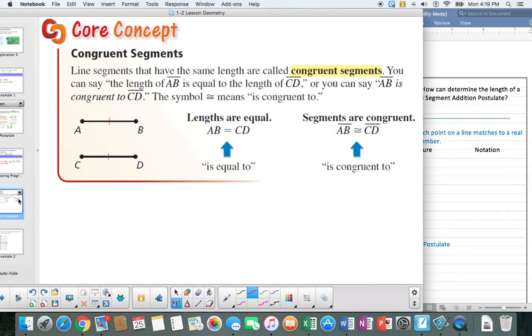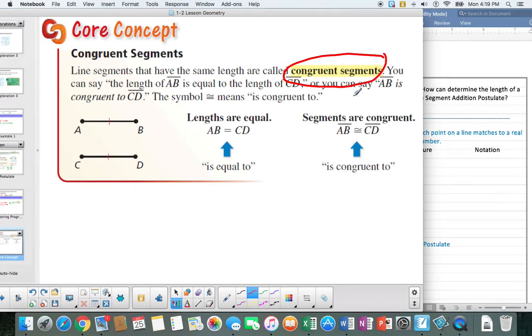Congruent segments. This is our next vocabulary word. Congruent segments are segments that have the same length, so please copy down this picture in your notes. Notice the tick marks. These little tick marks indicate that I'm the same length as you. When we're talking about lengths, under notation, you're going to write this. This says distance AB is equal to distance CD.